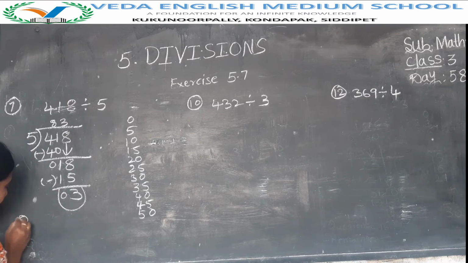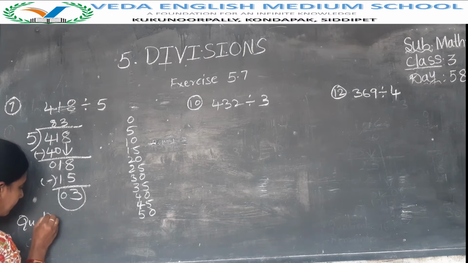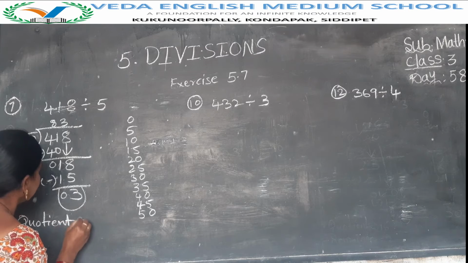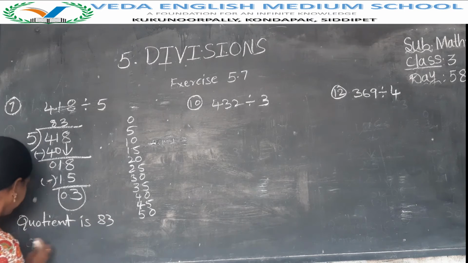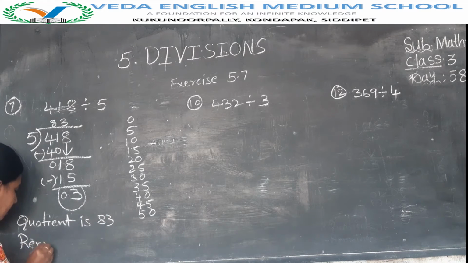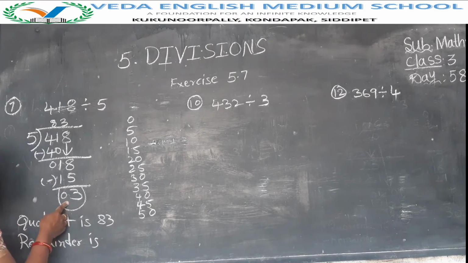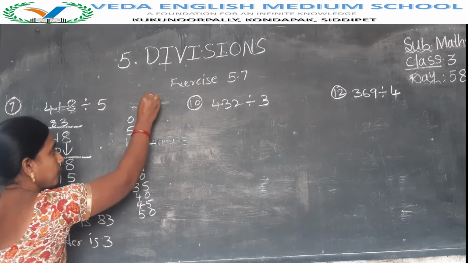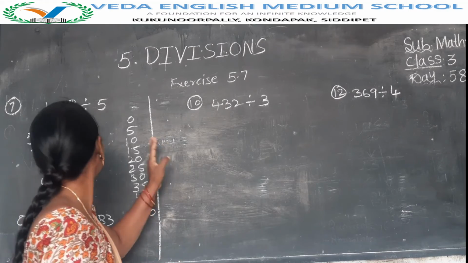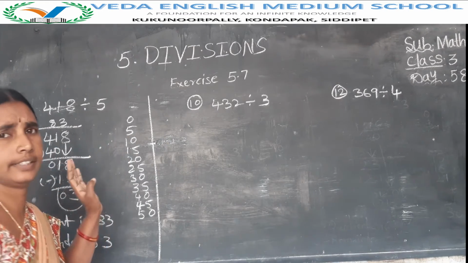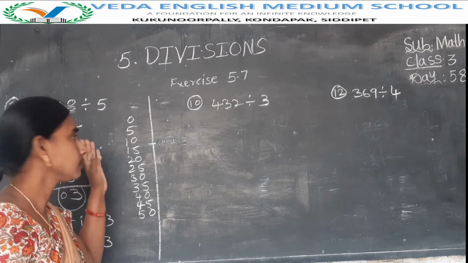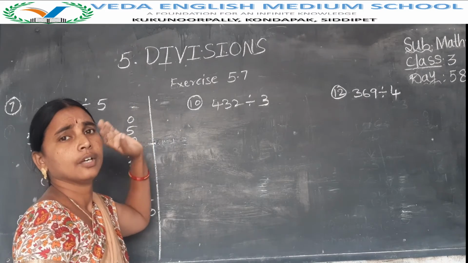Here now write the quotient. Quotient is 83. Remainder is 3. Okay, this problem is completed. Next the 10th problem. The 8th and 9th are also easy problems. Those two problems are your homework.